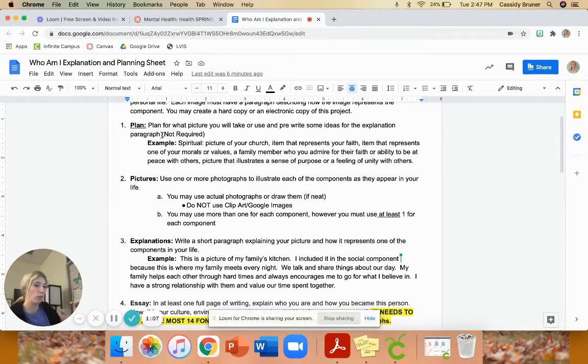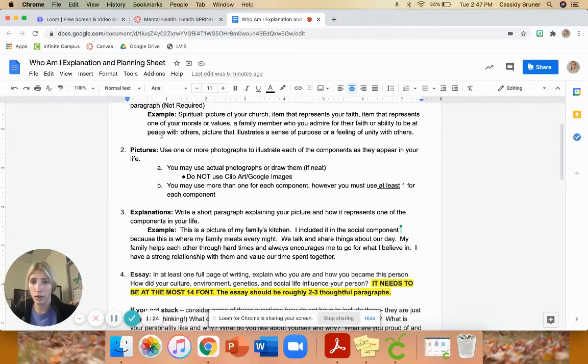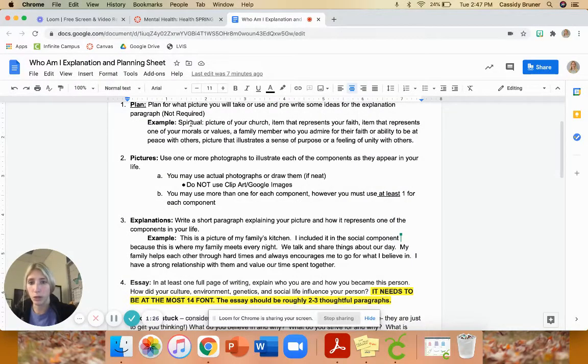So if I'm going to talk about physical health and I know that I need a picture for physical health, I need to think about that. What picture am I going to use? And based on that picture, what am I going to talk about? It's hard to kind of get them to relate. So make sure you have a picture for what you're planning on talking about. For example, if you use spiritual, you could have a picture of your church, an item that represents your faith, an item that represents one of your morals, a family member who you admire for their faith, etc.